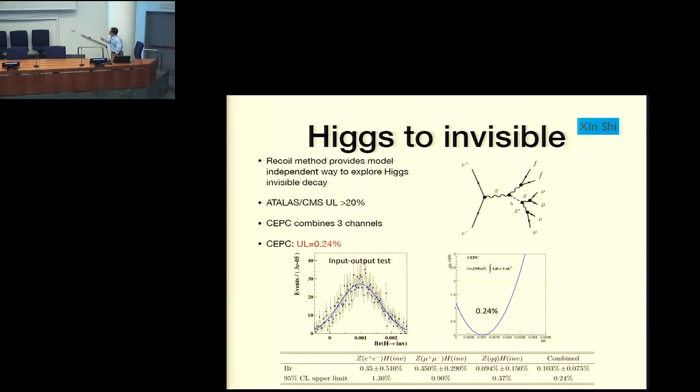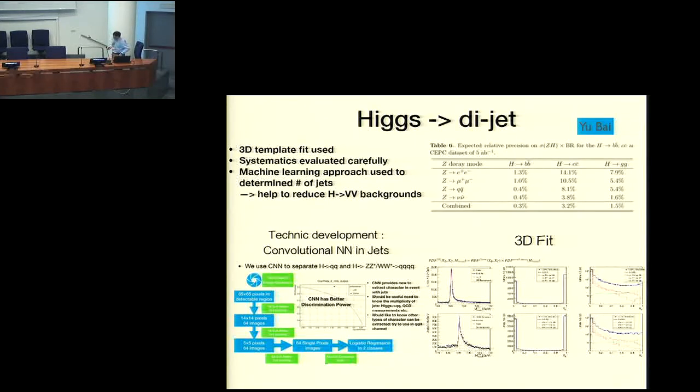For the Higgs to invisible decay, this result I think is based on CPV1 geometry. We get 0.24 upper limit for the Higgs invisible decay, and it's much better than the ATLAS result, because their upper limit is more than 20%. This is 3 different channels and the combined results.